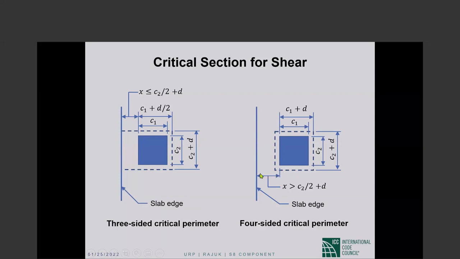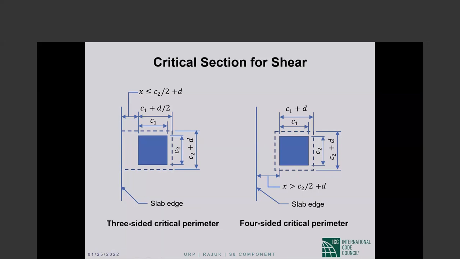However, if the overhang is larger than this column dimension divided by 2 plus the effective depth, then we have four faces to the critical section. I should have made acknowledgement. This is from a publication by the Concrete Reinforcing Steel Institute, CRSI. This is where I took it from. I think it makes some basic sense, but I do not know what the basis is for the specific recommendations.